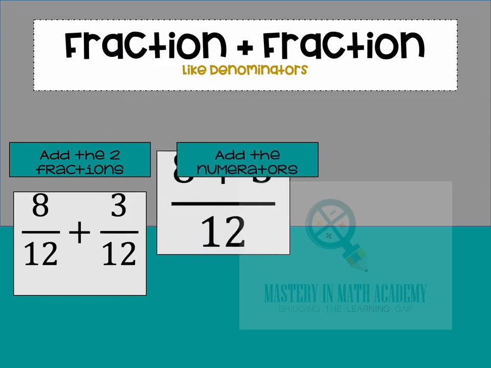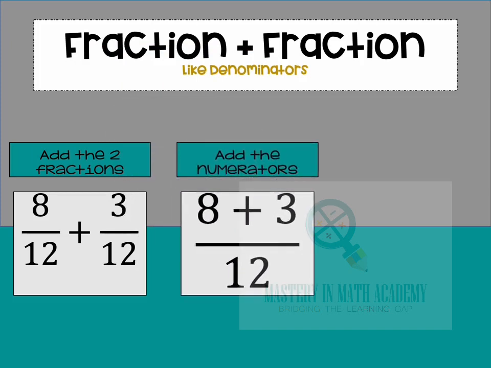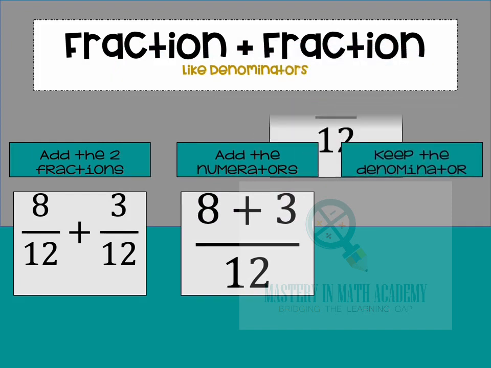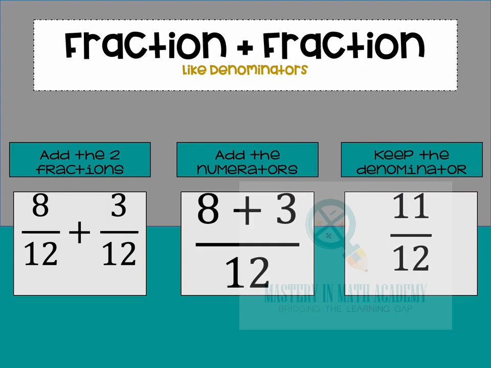So we're going to add our numerators. 8 plus 3 over 12. Keep your denominator. That's equal to 11/12. Notice I did not change my denominator. Not one bit. Let's look at a couple more examples.